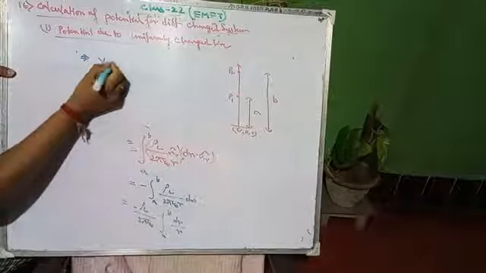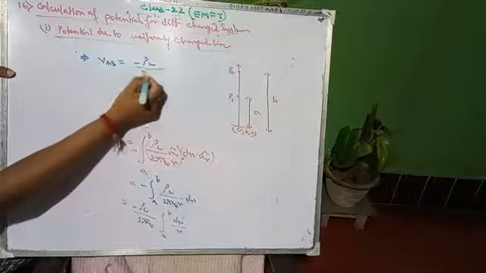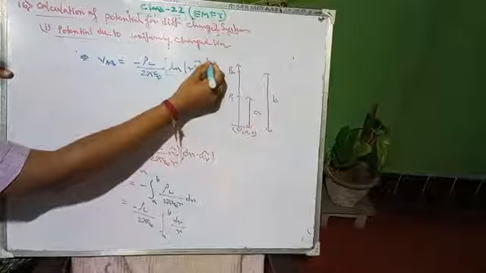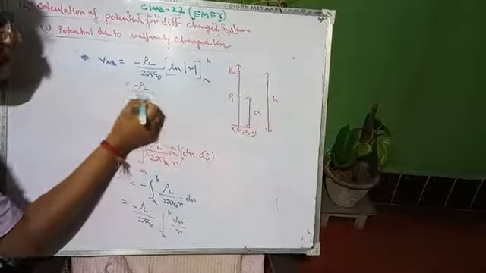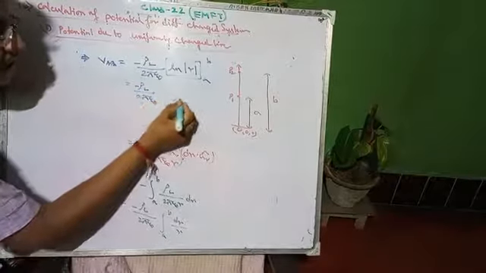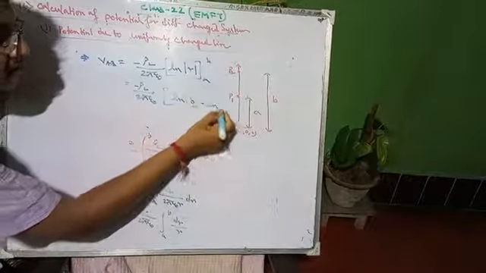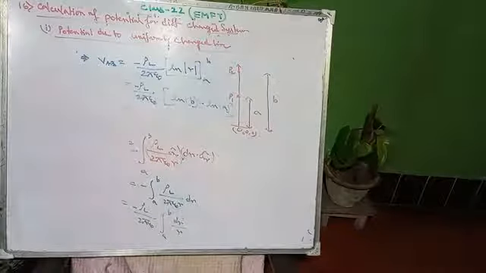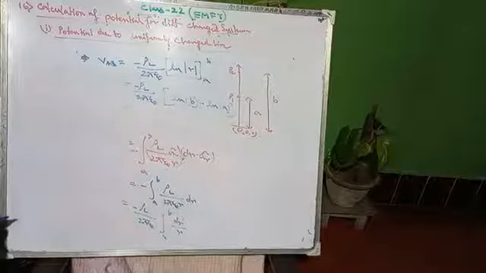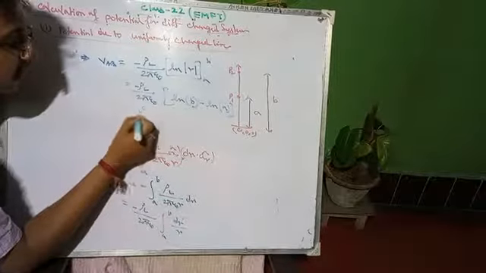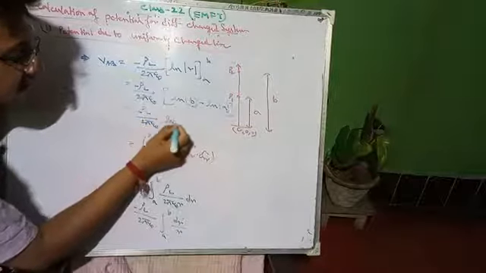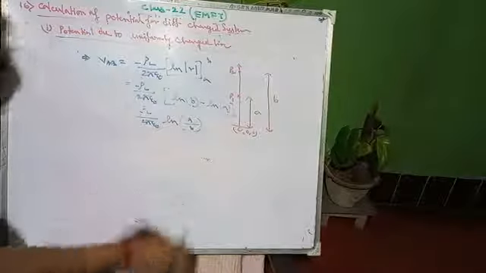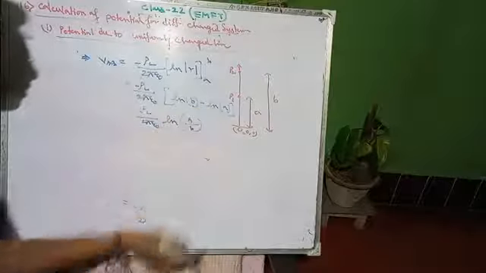After integrating, VAB equals minus rho L by 2 pi epsilon naught ln mod R, with limits A to B, which equals minus rho L by 2 pi epsilon naught times ln of the upper limit minus ln of the lower limit. The negative sign is treated inside, and applying the log property we get rho L by 2 pi epsilon naught ln A by B.